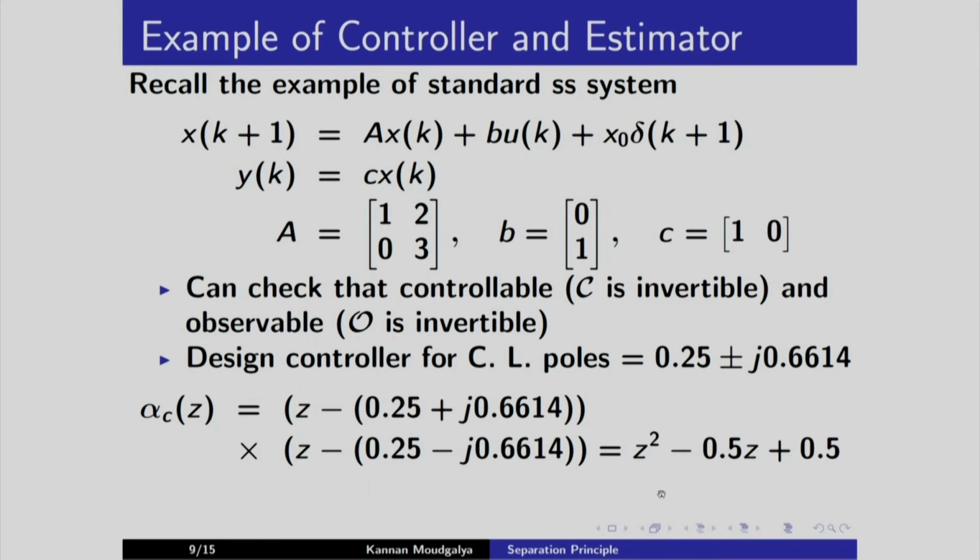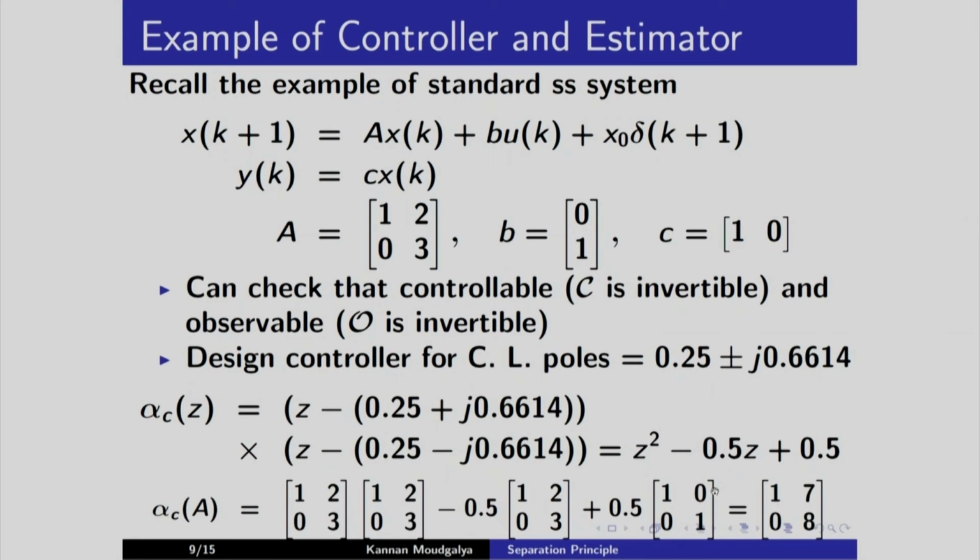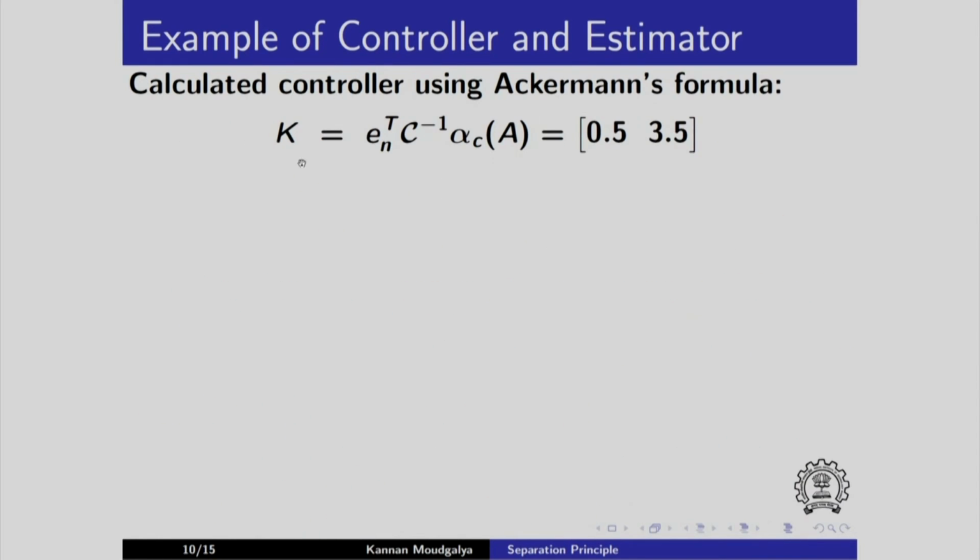and notice that this will result in this alpha C, and we can calculate this, and we can calculate k to be 0.5 and 3.5. We have already seen this example in an earlier lecture.